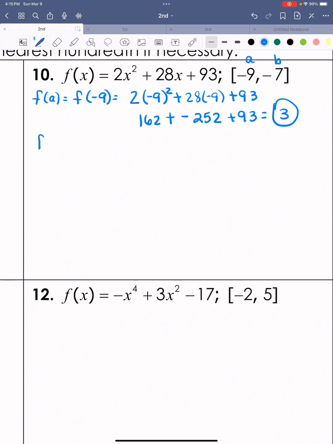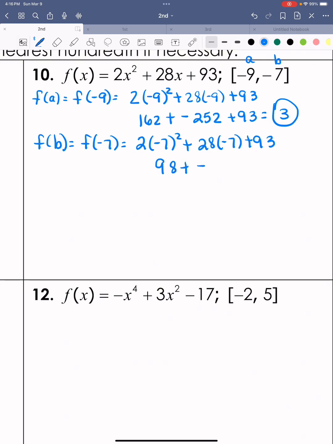Now to find f of b. All right, b is negative 7, so I want to find f of negative 7. I'm going to plug that in. So I have 2 times negative 7 squared plus 28 times negative 7 plus 93. So that's going to give me 98 plus negative 196 plus 93. Combining all those gives me negative 5.